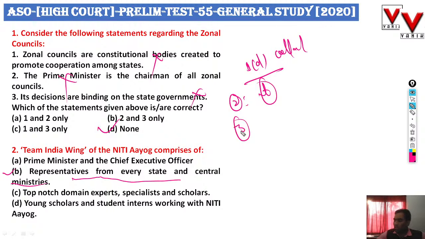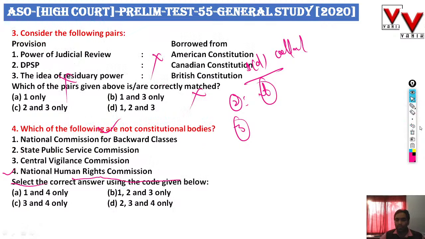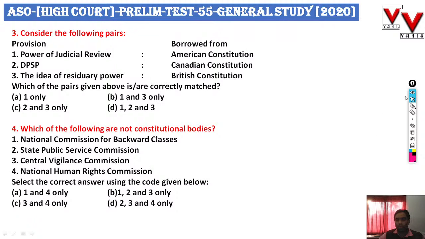Now we are going to discuss the third question. Consider the following: the power of judicial review has been taken from the American Constitution. This is a right match. The DPSP is taken from the Irish Constitution, not the Canadian Constitution. The idea of residual power is taken from the Canadian Constitution, not the British Constitution. So only one is correct, and the second and third are wrong, not correctly matched. So the right answer is going to be A only.